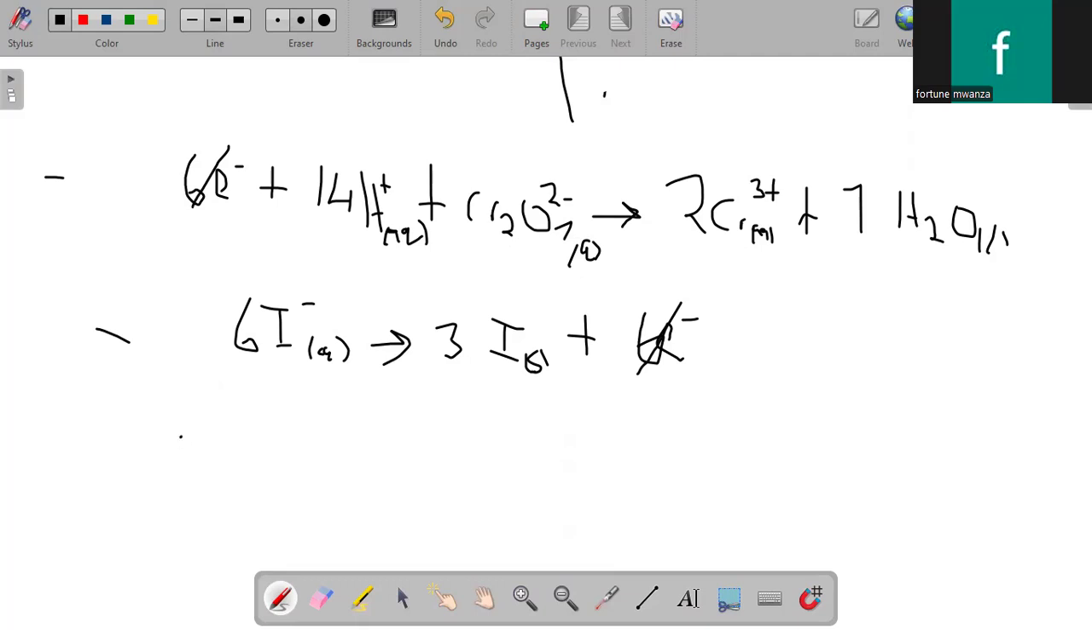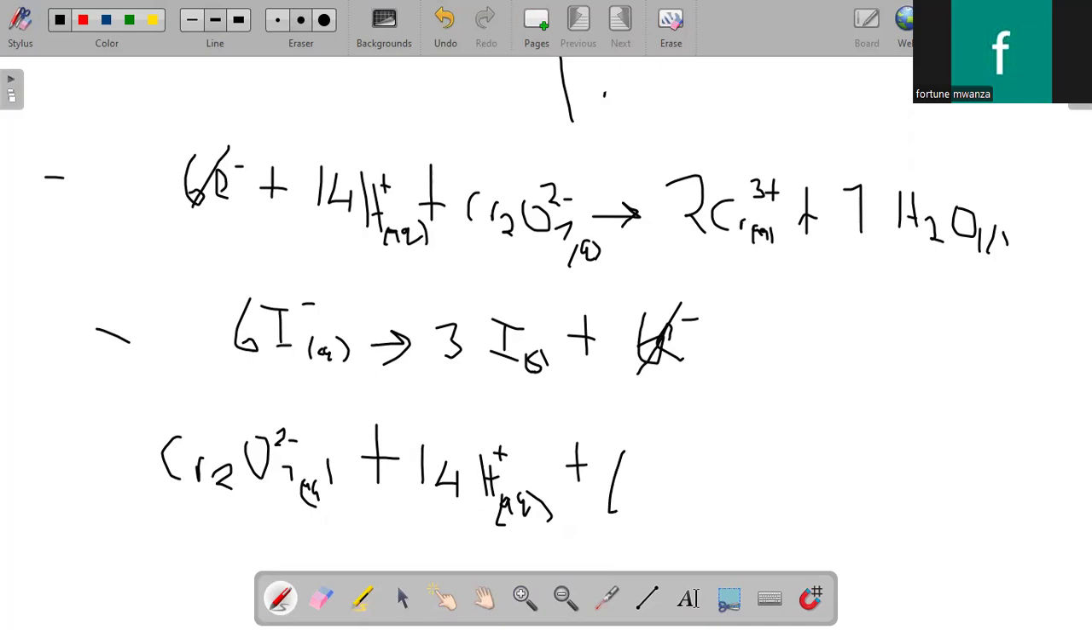So if I combine my two equations, I have my dichromate, Cr2O7 2-, in aqueous, plus I've also remained with 14 hydrogen ions. Then plus, from the other reaction, I've remained with 6 iodide ions, I-, in aqueous.